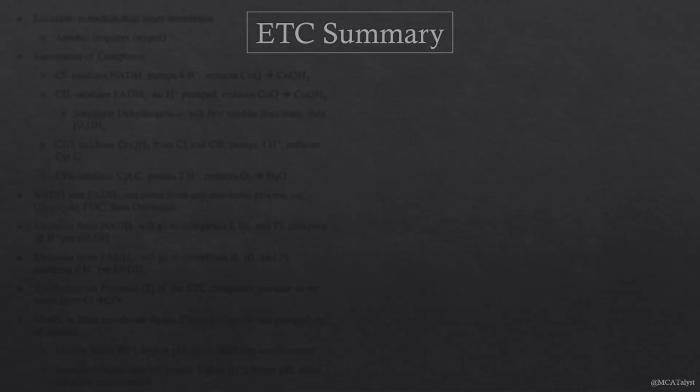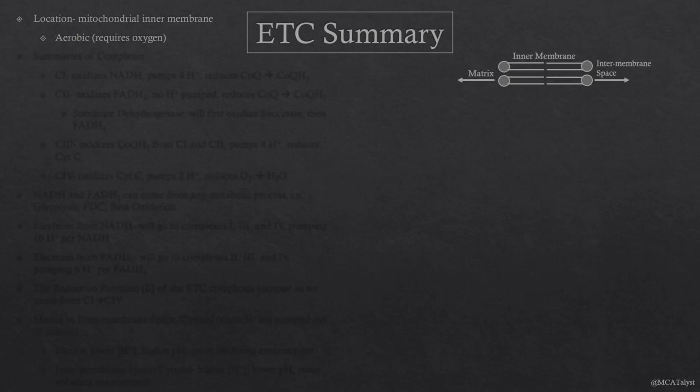So just to start summarizing the electron transport chain before we dive into oxidative phosphorylation and some of the other important things to know about the mitochondria, we're just going to remind you that it is part of the mitochondrial inner membrane. And because it's inside the mitochondria, and obviously that last step with complex 4, it is aerobic, meaning it requires oxygen.